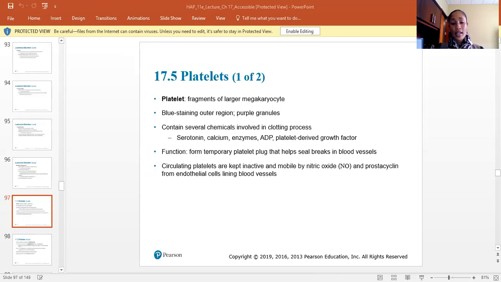Now, if the mother is Rh positive and the child is Rh negative, there's not going to be an issue there, because there's no way that her body's going to form antibodies to the positive Rh factor, because she's Rh positive. And there's also no issue if both the parents are Rh negative, because then the child's going to be Rh negative as well.